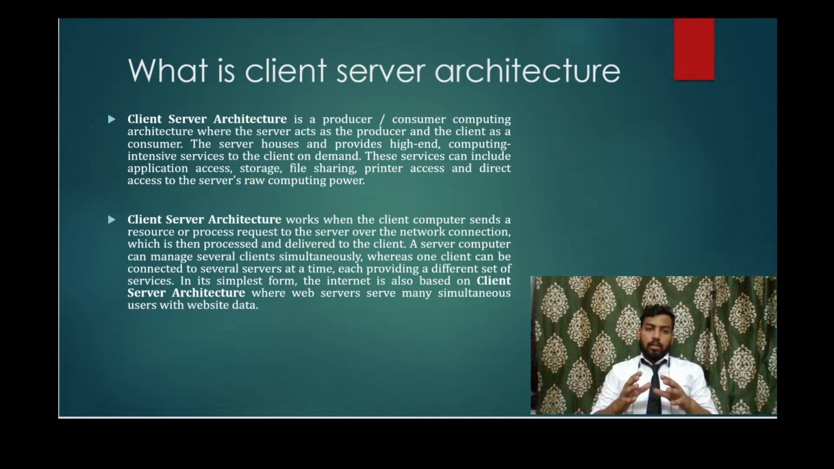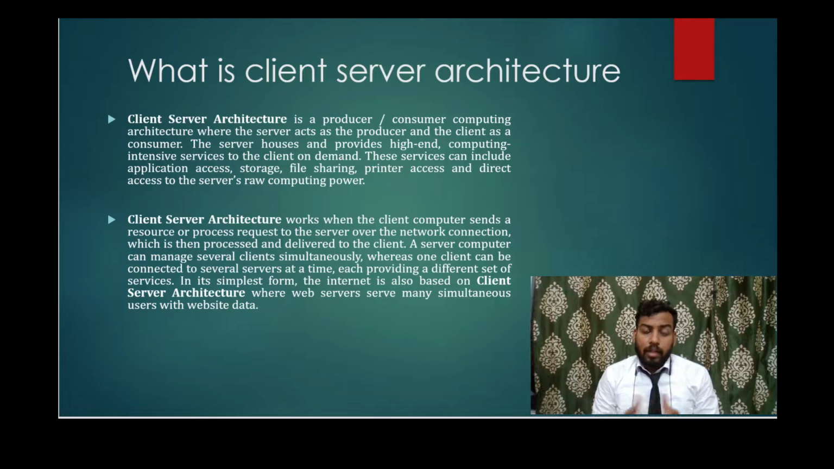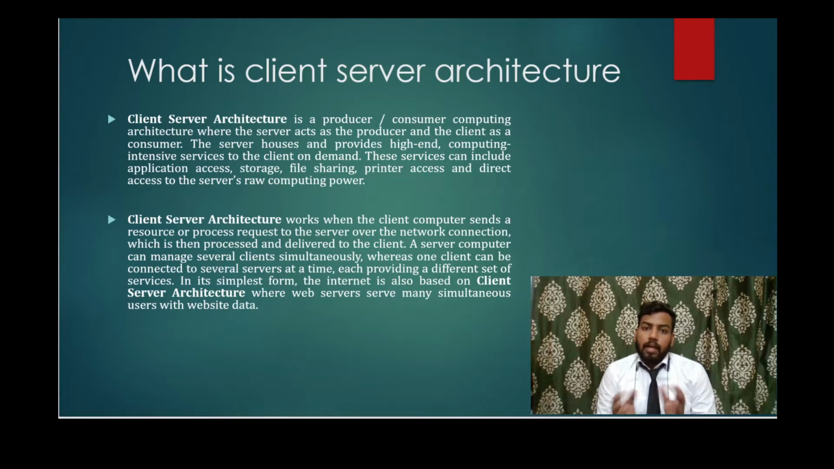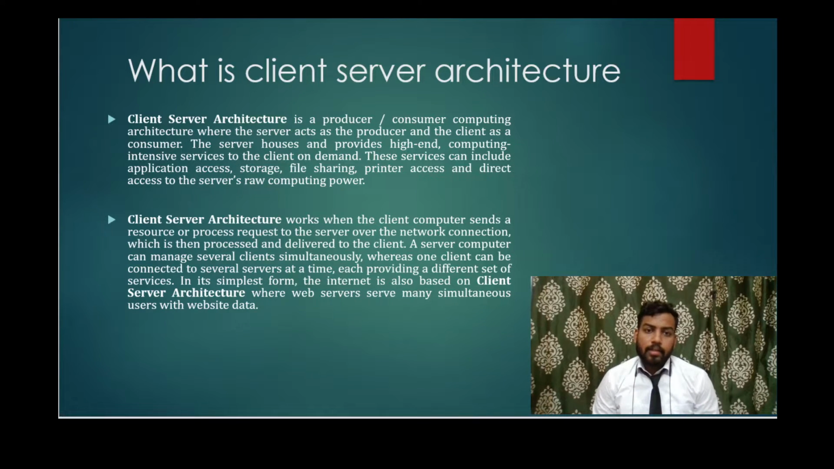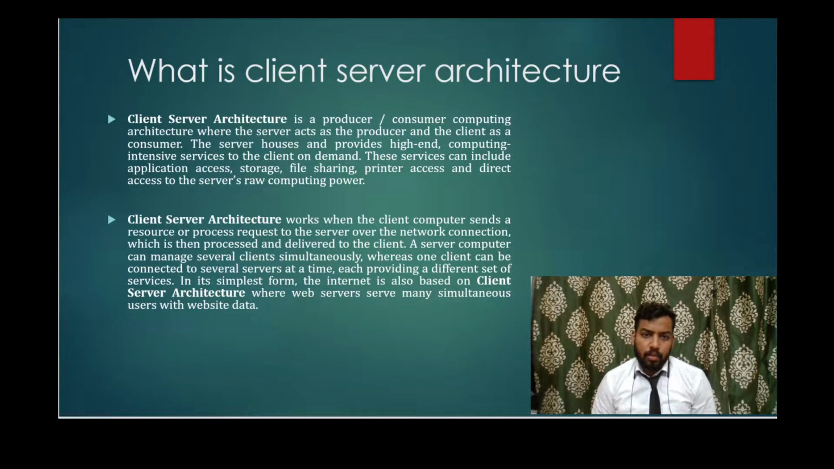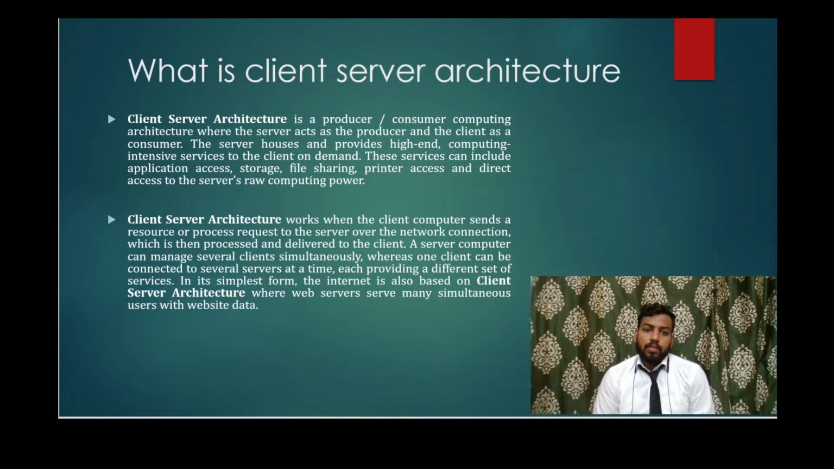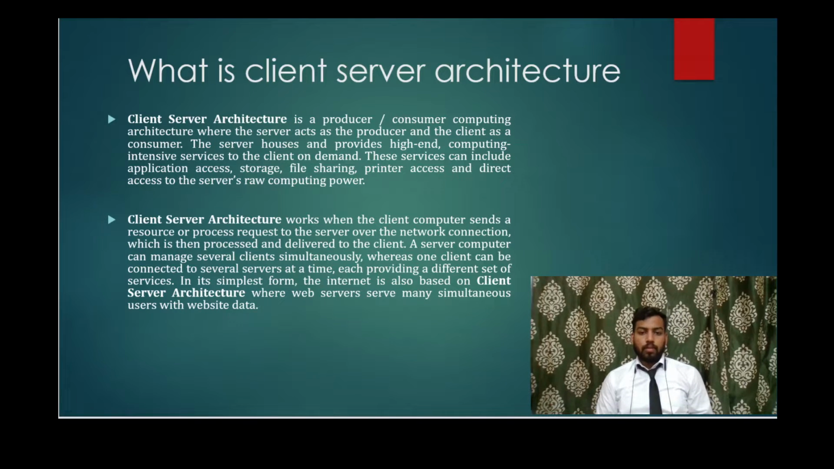Now we will put client and server together to build a client server model and see how it works. Client server architecture is a producer or consumer computing architecture where the server acts as a producer and the client acts as a consumer. Now I will tell you how the client server architecture works. When a client computer sends a resource or process request to the server over the network connection, it is then processed and delivered to the client. A server computer can manage several clients simultaneously, while one client can be connected to several servers at a time.